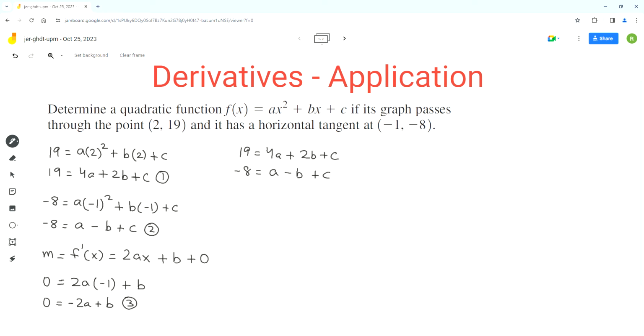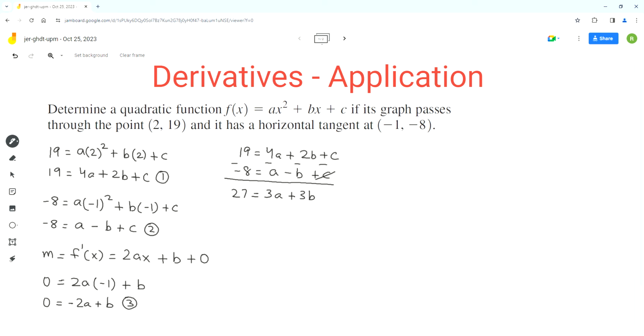Now in both equations, the c terms have coefficients 1. So if we subtract these two equations, the c terms will cancel each other out. So if we subtract all of these terms, 19 minus negative 8 is equal to 27. And then 4a minus a is equal to 3a. And then 2b minus negative b is equal to 3b.